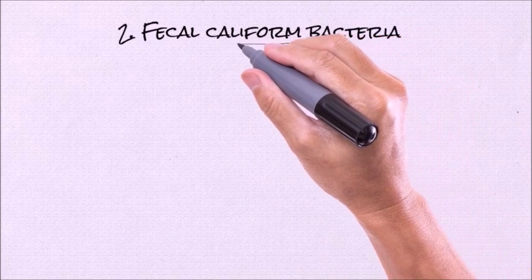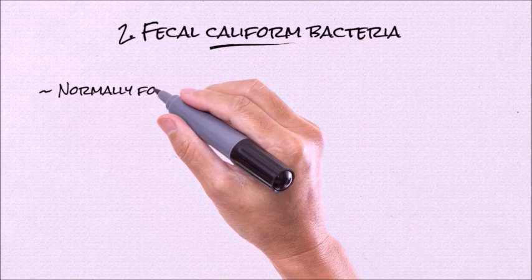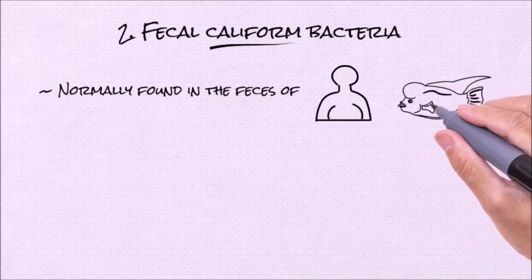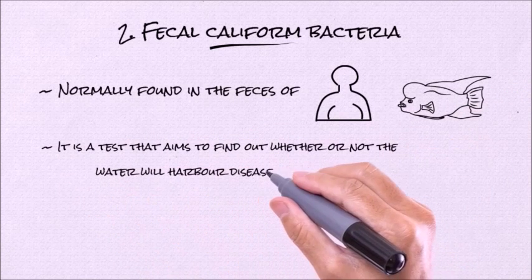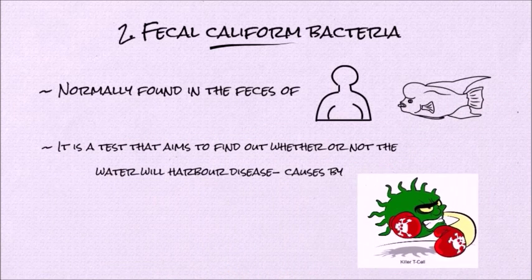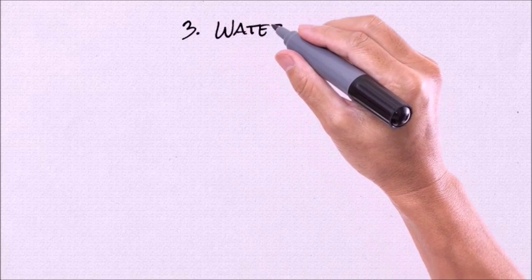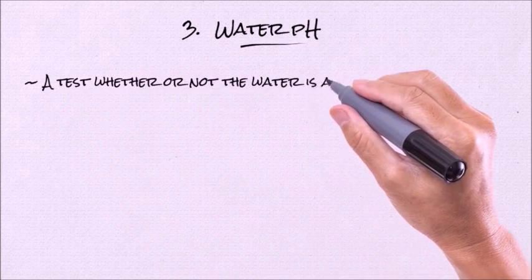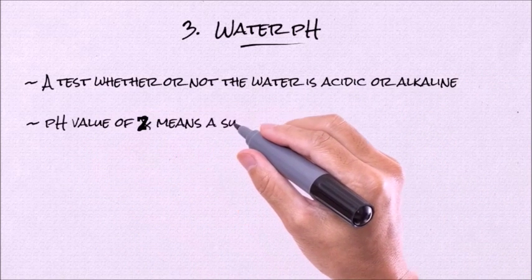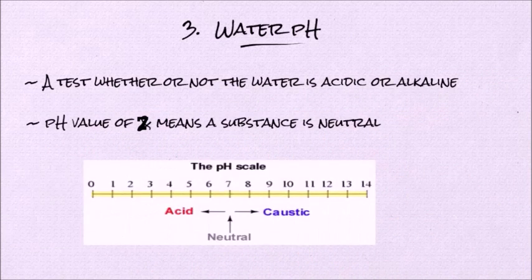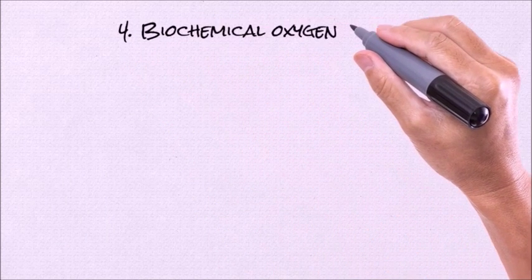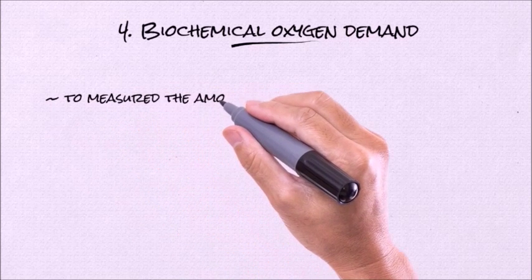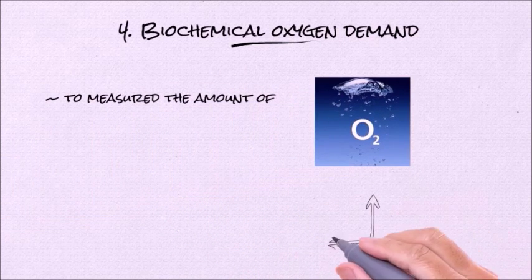Second is fecal coliform bacteria. This is normally found in the feces of humans and animals. After that is a test that aims to find out whether or not the water will harbor disease-causing pathogens that can affect humans. Thirdly is water pH. It is a test of whether or not the water is acid or alkaline. Next, biochemical oxygen demand, to measure the amount of oxygen consumed by microorganisms when they decompose organic matter in stream water.